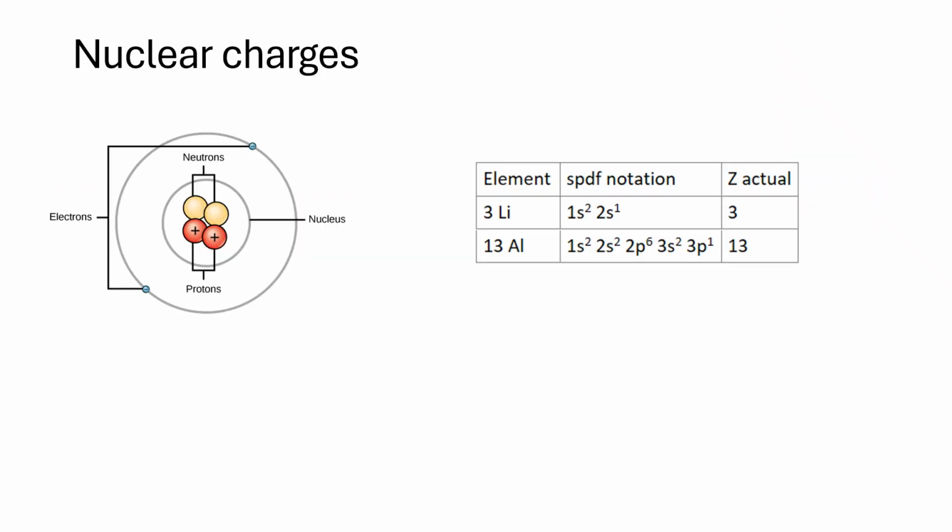In an atom with many electrons, each negatively charged electron is simultaneously attracted to the positively charged nucleus and repelled by the other negatively charged electrons. The nuclear charge, Z actual, refers to the total positive charge located within the nucleus, which is equivalent to the number of protons. The higher the number of protons, the higher the nuclear charge, the stronger the attraction of an electron to the nucleus.